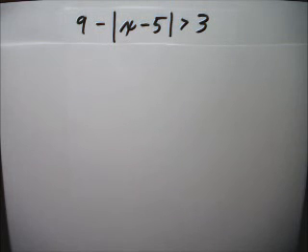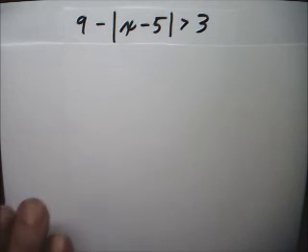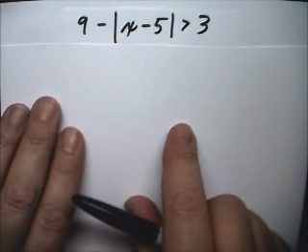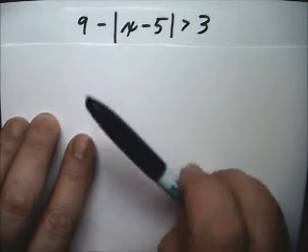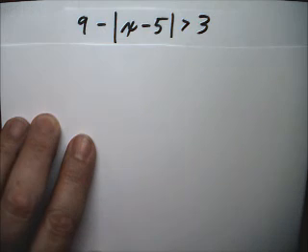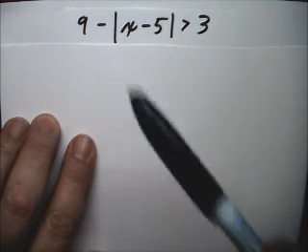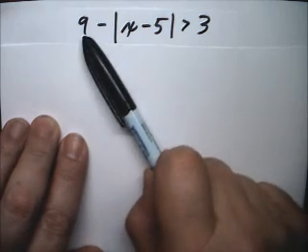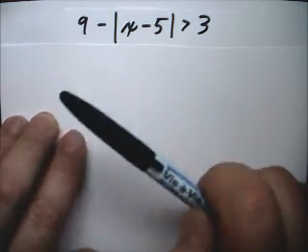Hello, this is Solving Inequalities, Absolute Value Inequalities, Example 3. And here's the inequality that we have to solve. And we have to get this absolute value, x minus 5, all alone by itself, isolate it. Let's see, we've got a positive 9 here.